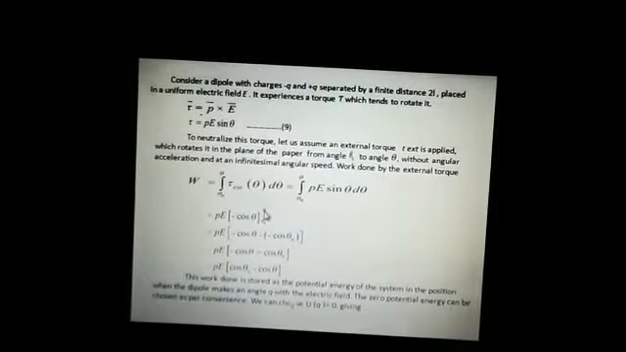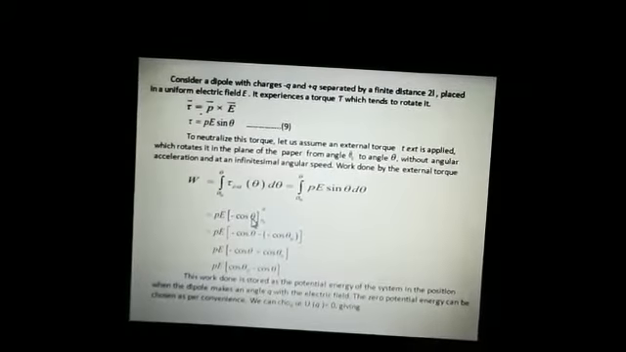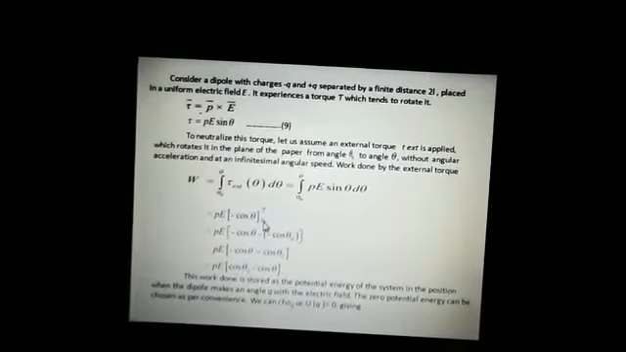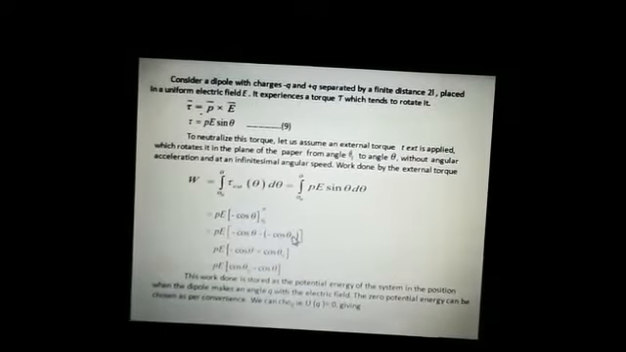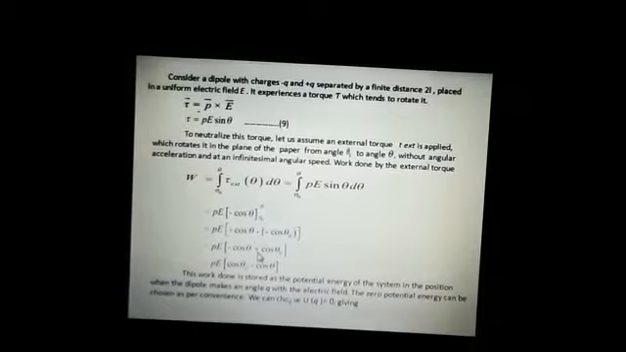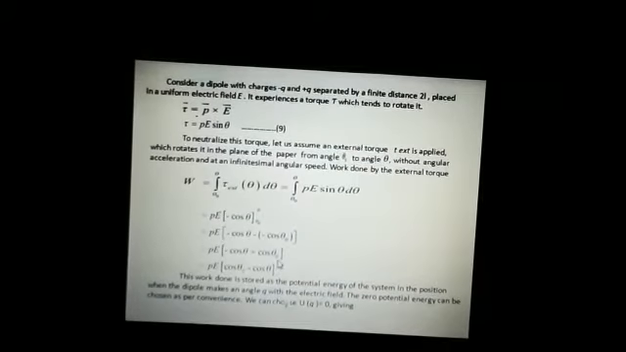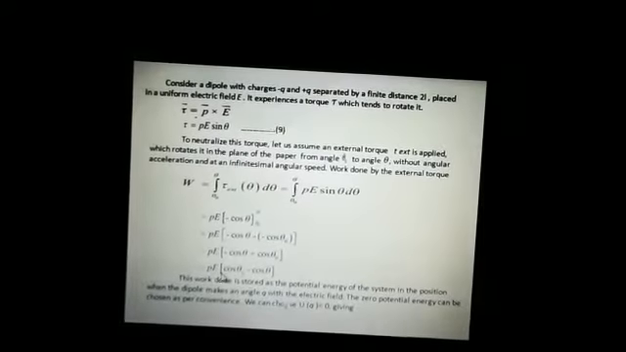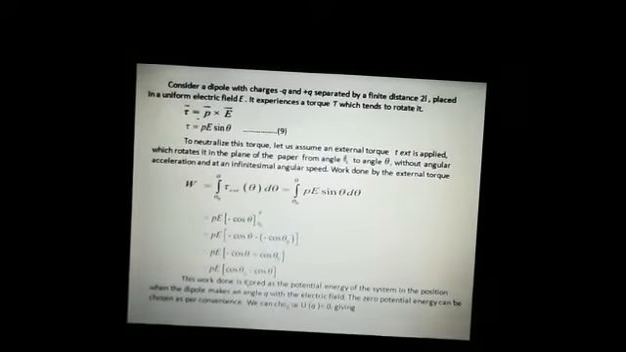Now we substitute these limits in this equation. P E into minus cos theta minus of minus cos theta 0. This minus minus becomes plus. Then the equation becomes P E times minus cos theta plus cos theta 0. Here we rearrange this equation like this: P E into cos theta 0 minus cos theta. This is the work done.